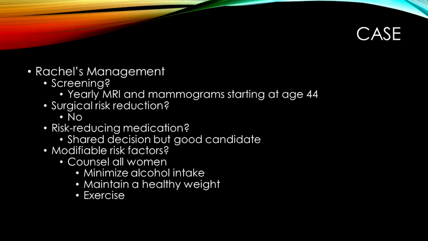Coming back to our case, Rachel is deemed high risk based on the IBIS model. She's not a candidate for a risk-reducing mastectomy, but may be a candidate for chemoprophylaxis if she thinks that the benefits outweigh the risks for her. She is also eligible for enhanced screening with annual MRIs in addition to mammograms, starting 10 years before the earliest cancer in her family member, which would be age 44 in her case.